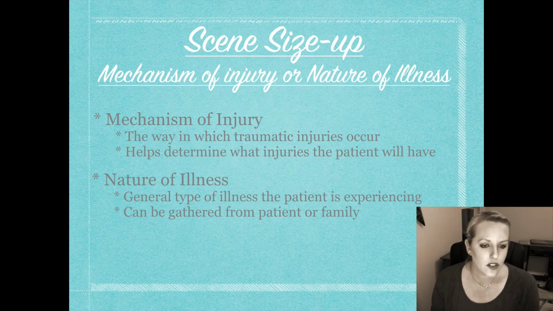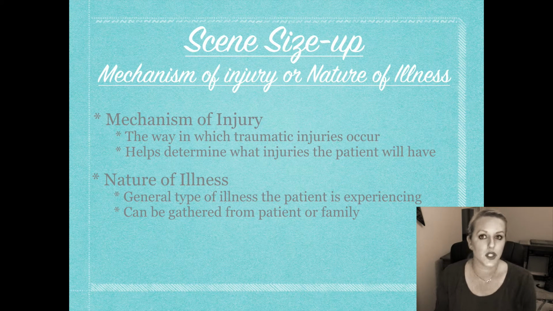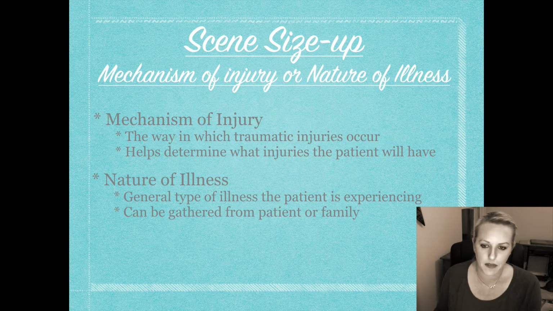And then nature of illness. This is the general type of illness that the patient is experiencing. It can be gathered from the patient or the patient's family. If the patient's responsive, we want to get it from the patient. If not, we can get it from the family.